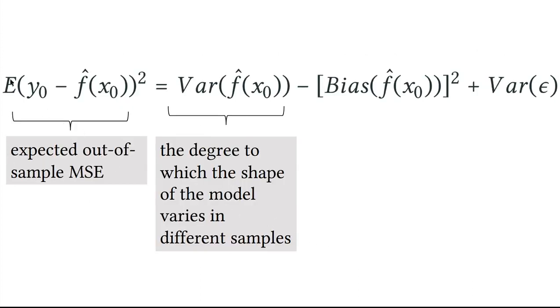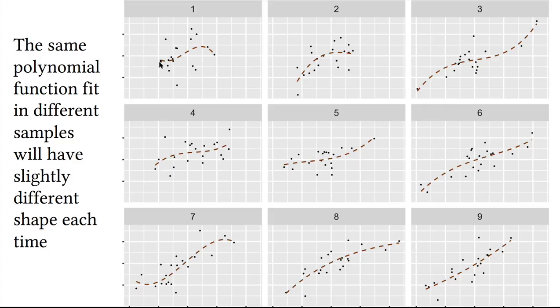So if we decompose mathematically the expected out-of-sample mean squared error, we will get three components. The first component is variance, or the degree to which the shape of the model that you train varies in different samples. For example, here I fit exactly the same polynomial model, but you see the shape will change every time in a new sample, whereas the samples are produced by the same data generating process. So the shapes of the same model will vary depending on the sample.